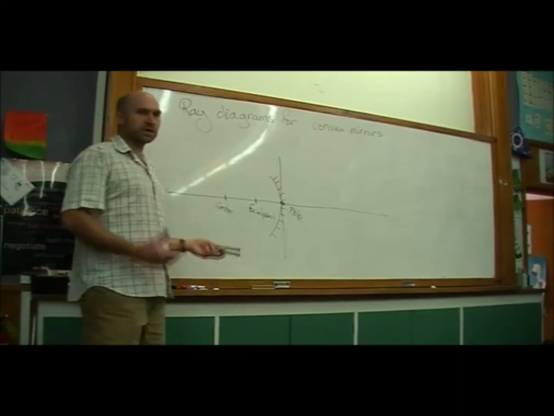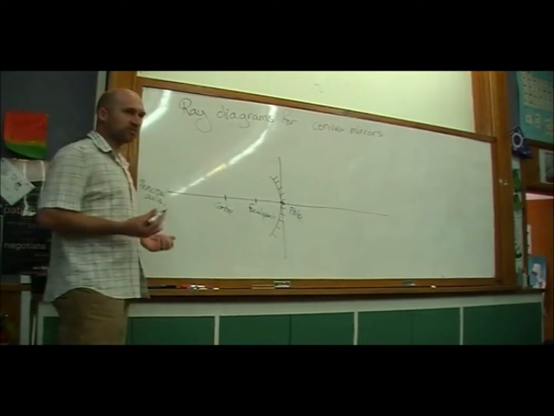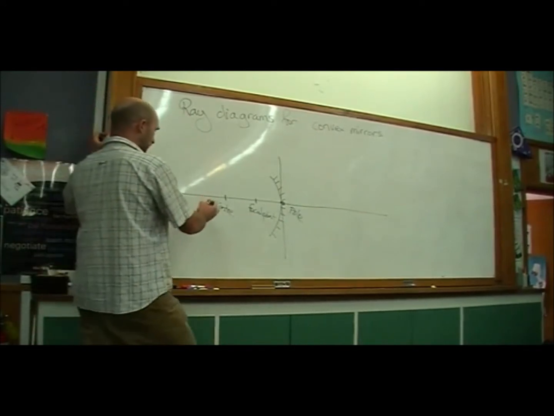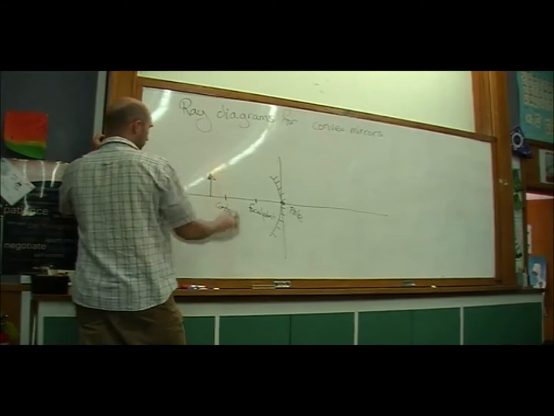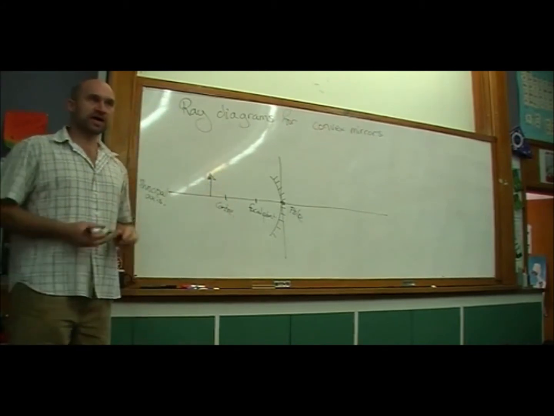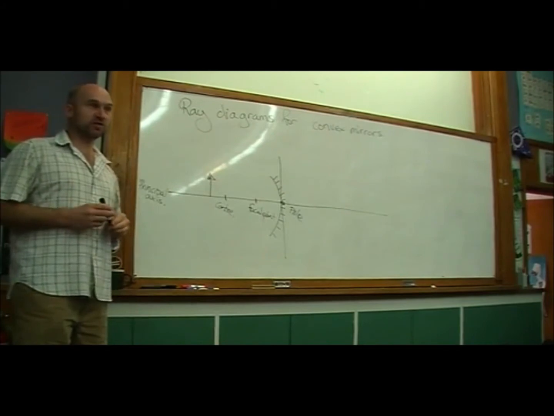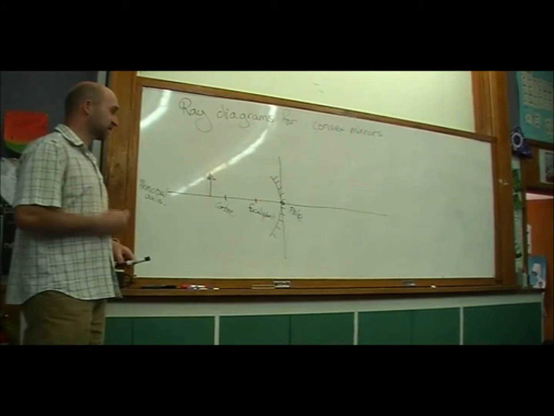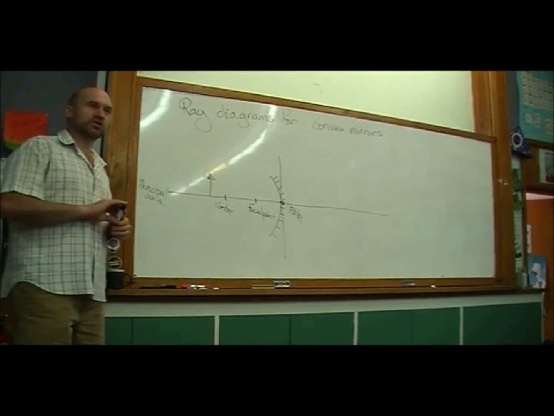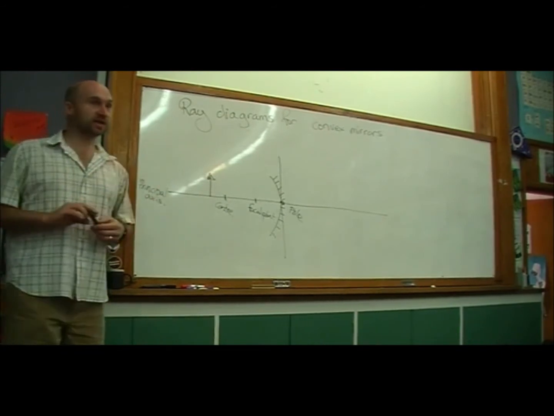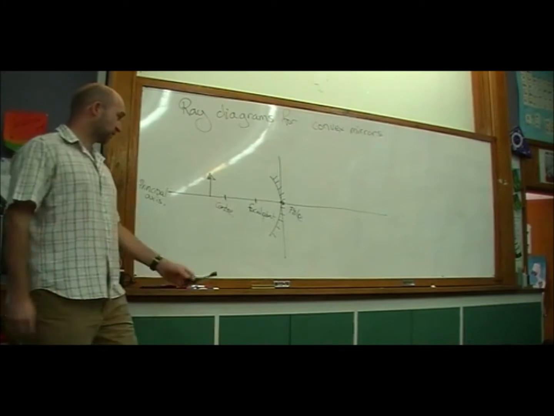And we're just going to draw on an object, kind of a symbolic object. For that we're just going to use an arrow. An arrow is nice because it's got an orientation, we can see that it's pointing upwards, and that's going to help us keep track of which way up our object is compared to the image that's formed.